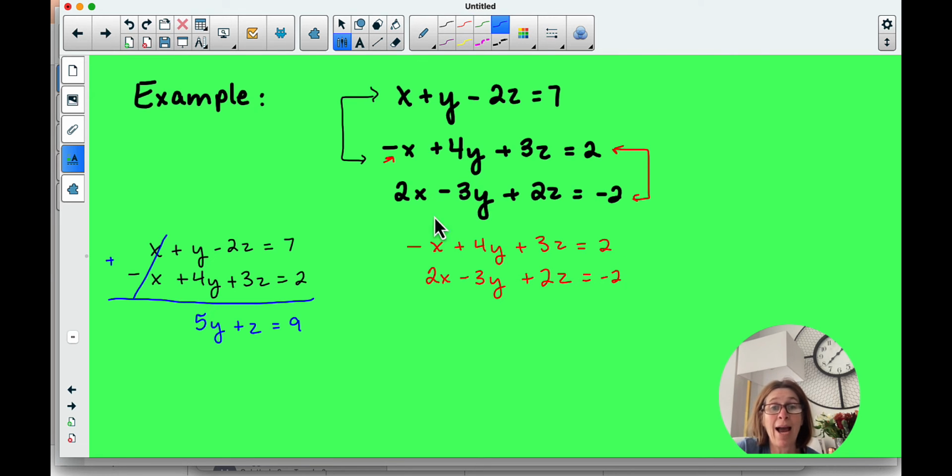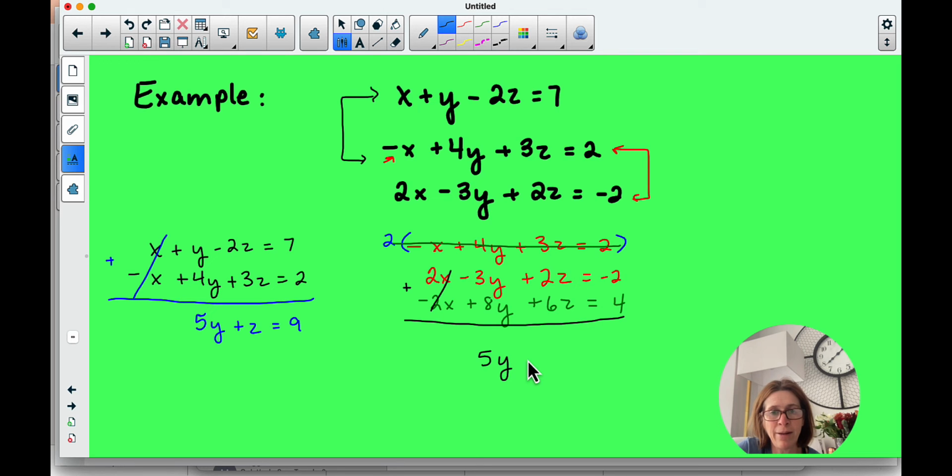All right, now I have to make the x's the same, so I'm going to multiply the top equation by 2, and that's going to give me negative 2x plus 8y plus 6z equals 4. Okay, I'll cross that out so it's not in my way anymore. I always want to make sure I don't forget to multiply something there. Be really careful.